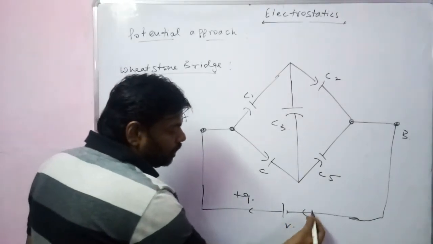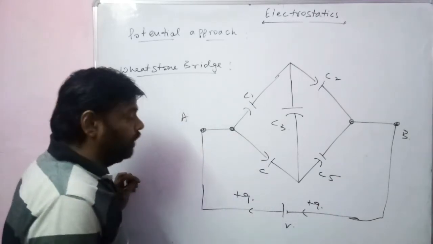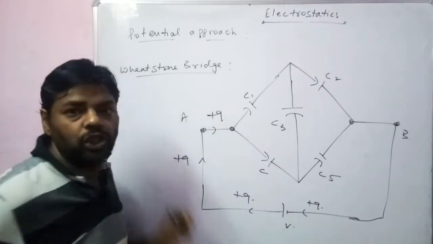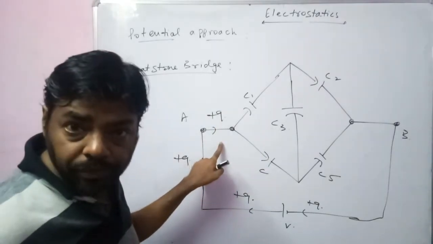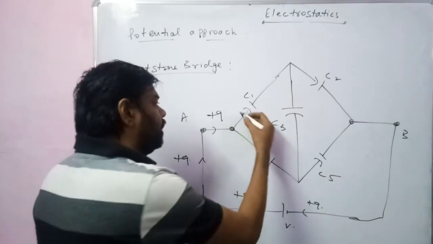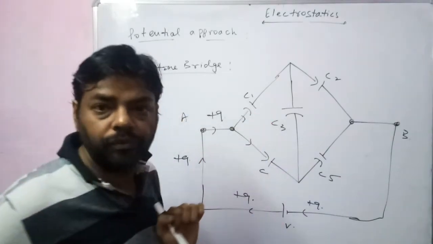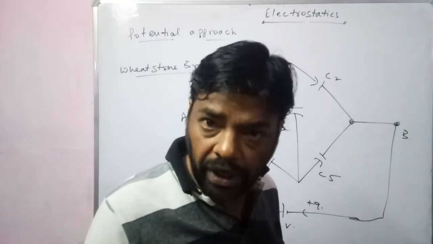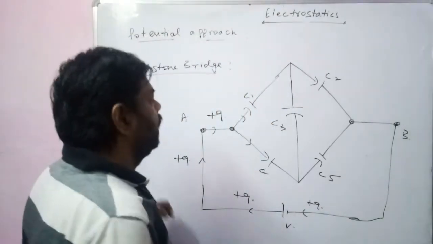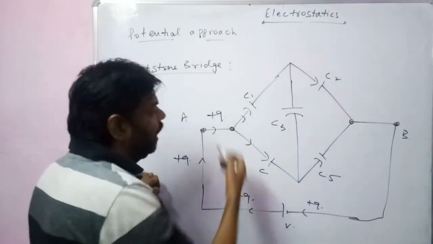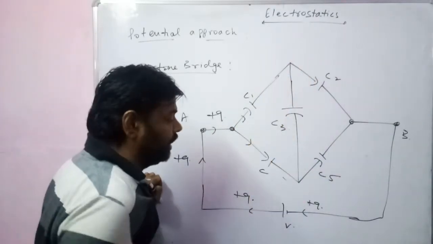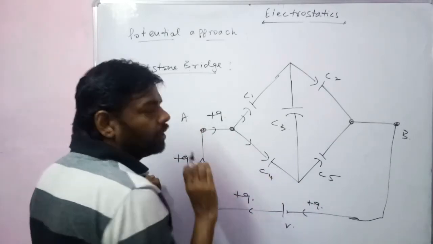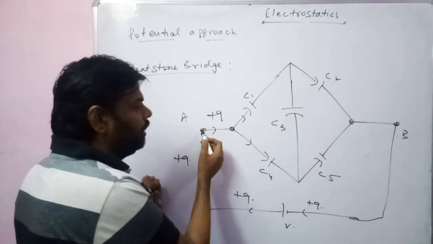Plus Q is the total charge drawn from the battery. This plus Q is the arriving charge. This arriving charge will divide in 2 parts. Clear? Now, one part will flow in this arm. The other part will flow in the other arm. Got it?